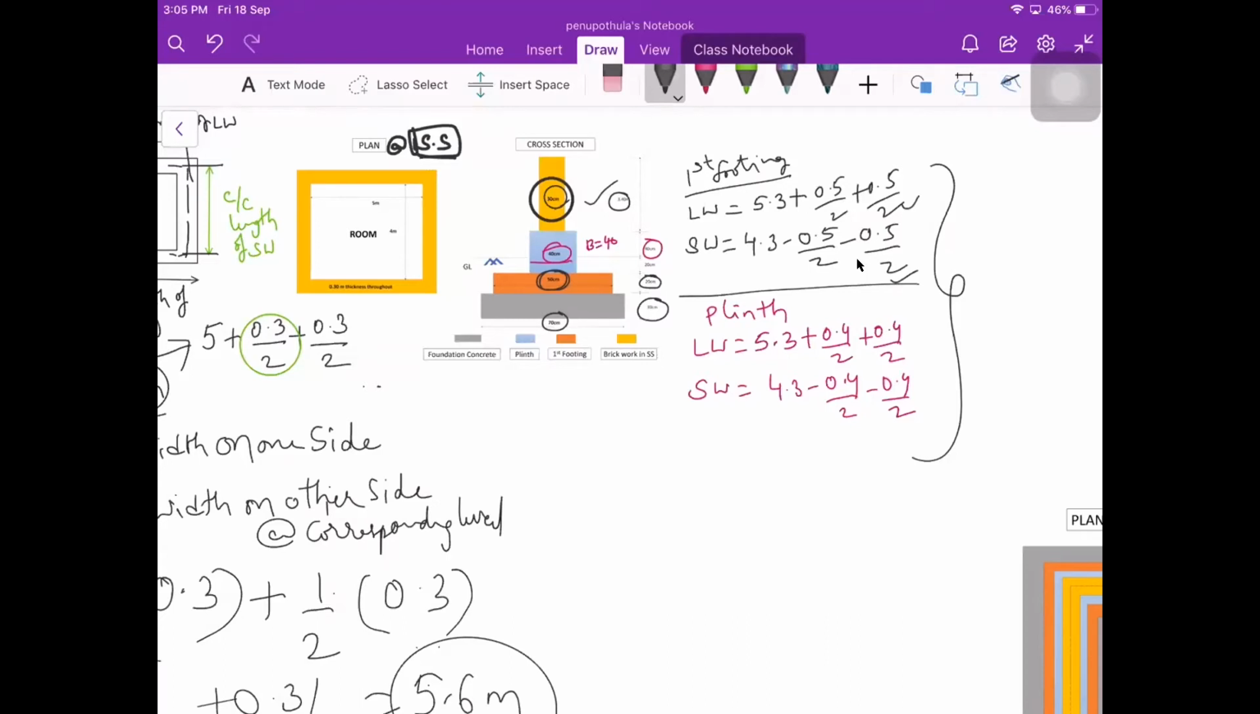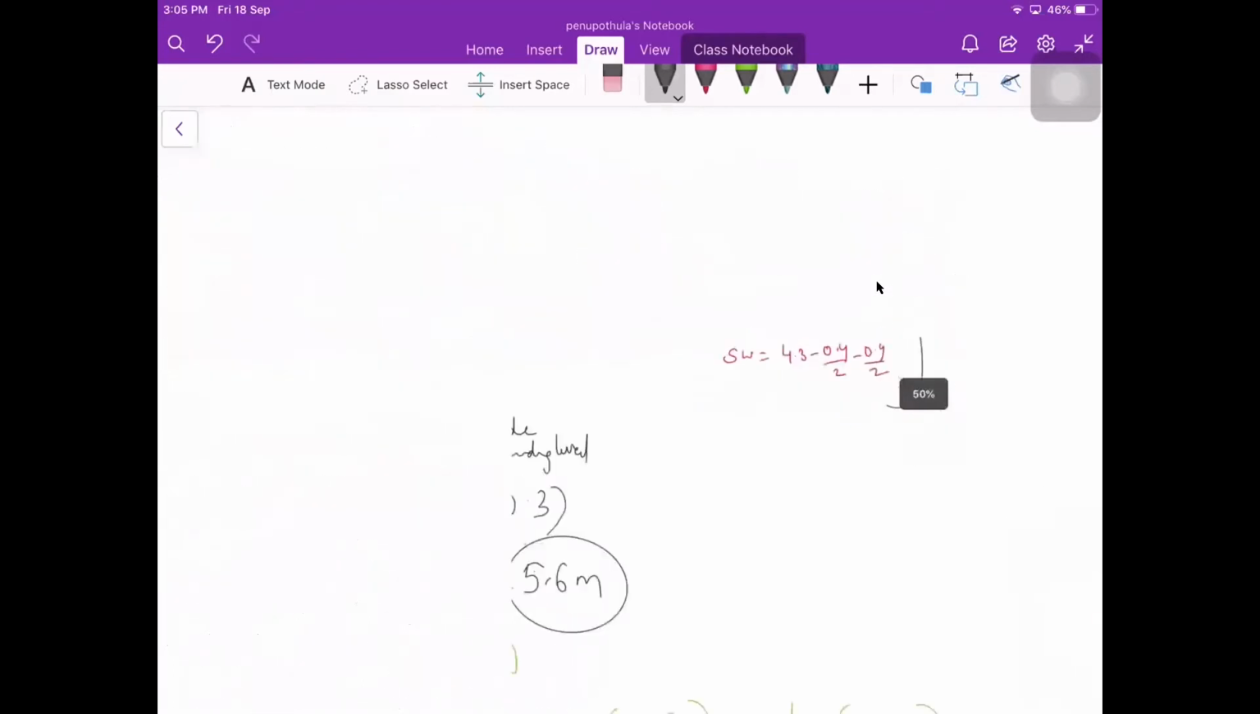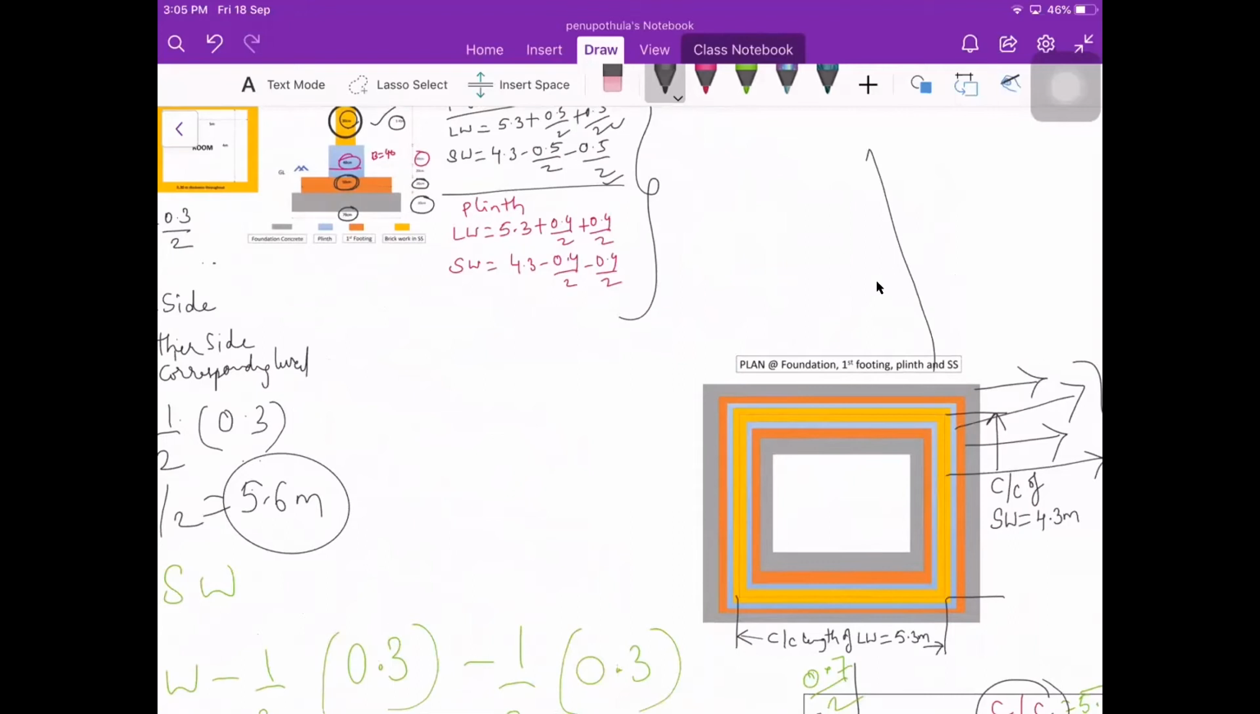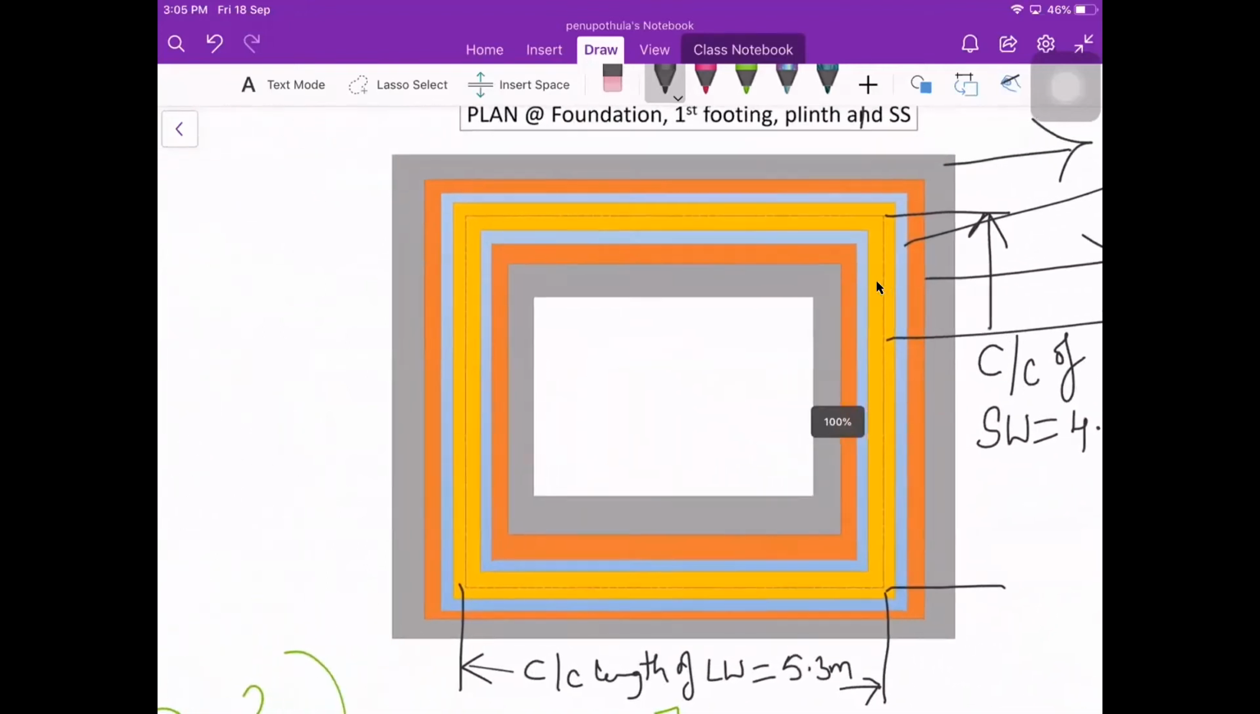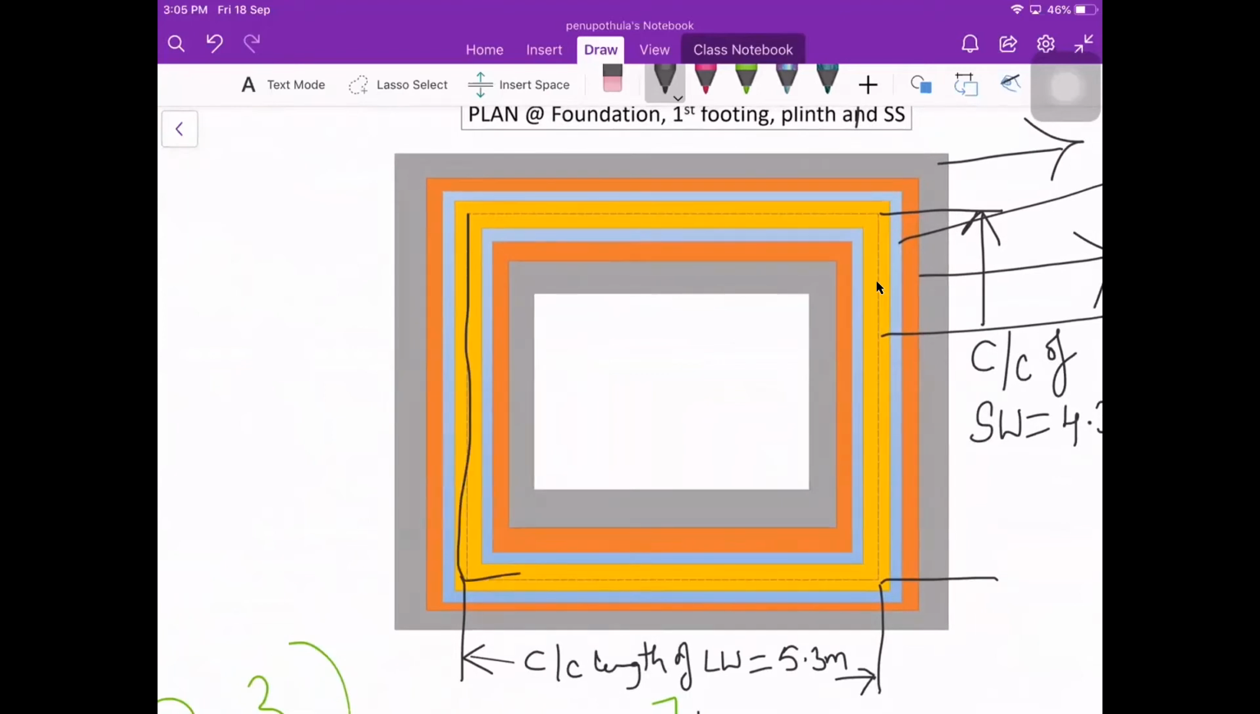I think I'm clear with this. So I think you have understood this thing also. So what we need to think is the center line plan of this is same for all the items of work. This is same. It can be earthwork excavation.